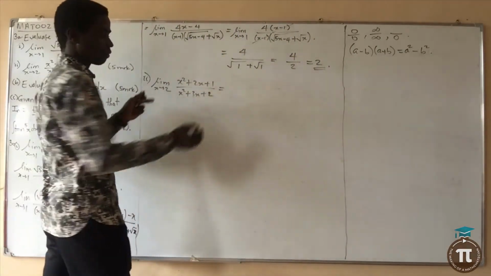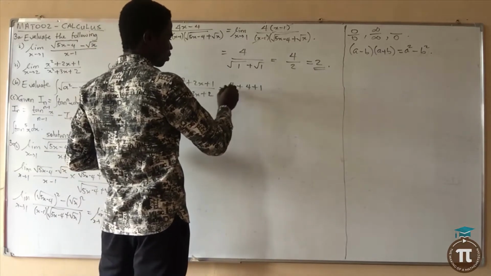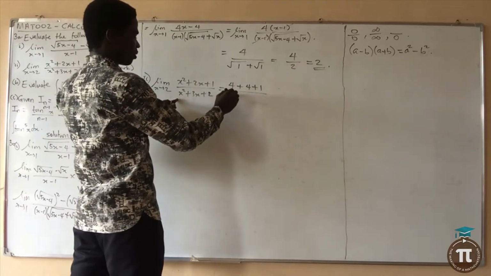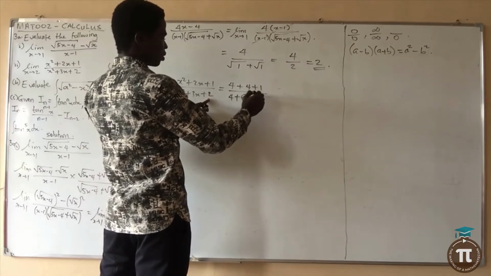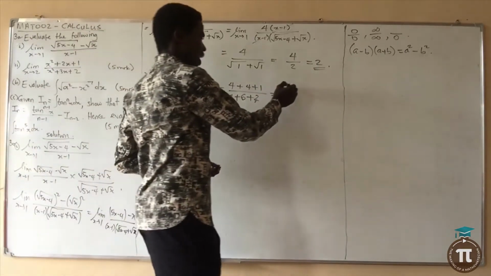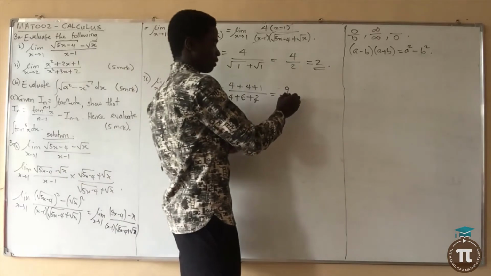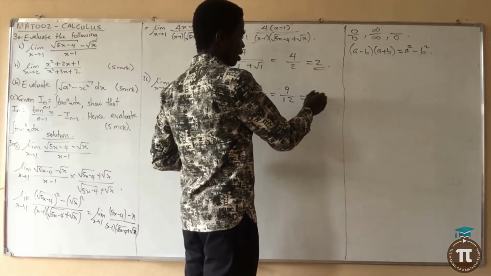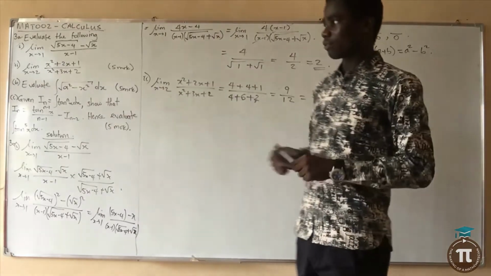2 squared will give me 4, plus 2 times 2 again will give me 4, 4 plus 4 plus 1. Then 2 squared will give me 4, plus 3 times 2, 6, plus 2. So that's very good. 4 plus 4 will give me 8, 8 plus 1 will give me 9, divided by 4 plus 6, 10, plus 2, 12. 3 can go and I'm left with 3 over 4. That's the limit as s goes to 2 of the second function.